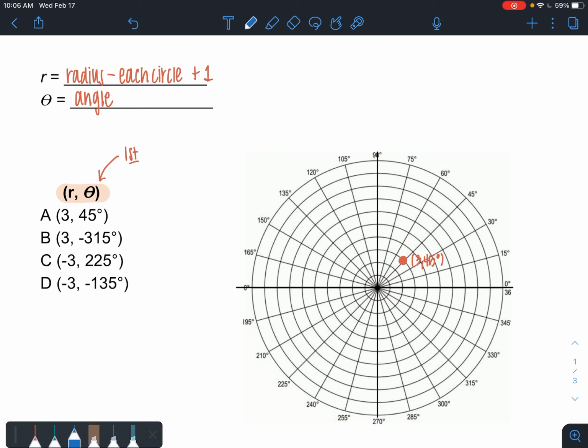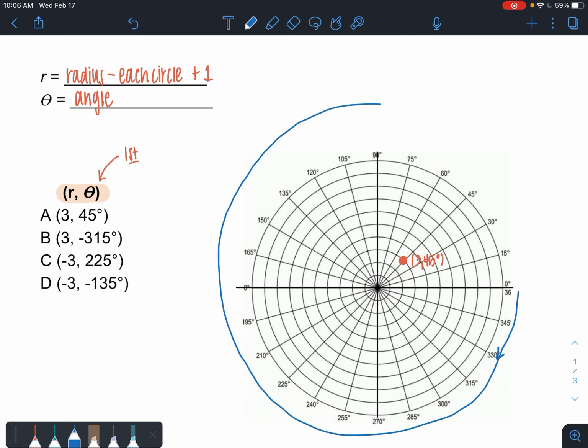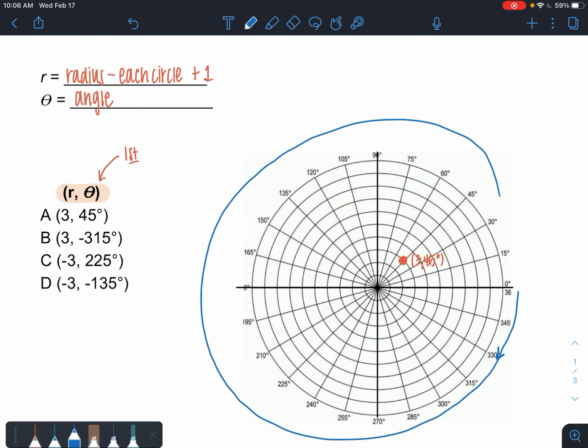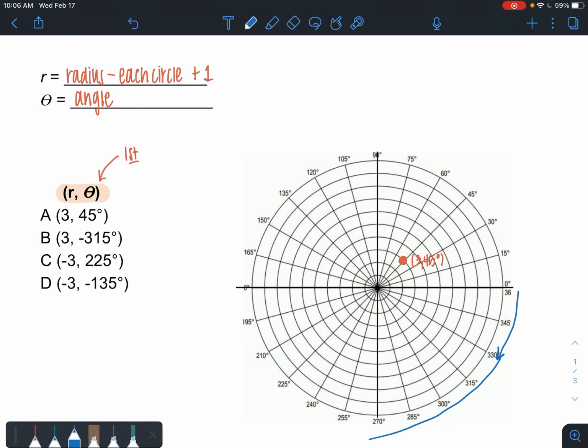For my next one, I'm going to go to 315. That's right here, so all the way around. Oh, wait, we're going negative 315, so I'm going this way instead. I'm going all the way around, and 315 brings me right here, to this line again. So then I go 3 out, and again, it's that same point right there. So this is also negative 315.